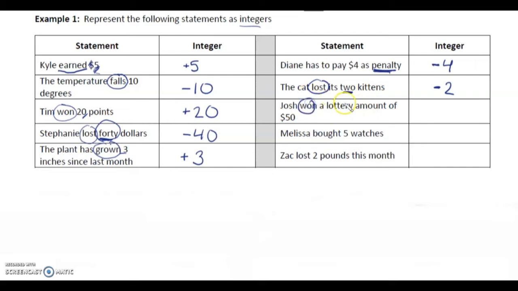Josh won a lottery amount of $50. If you won $50, you're up 50, so it's +$50. Melissa bought 5 watches, so she increased her watches by 5. And Zach lost 2 pounds this month, so -2.